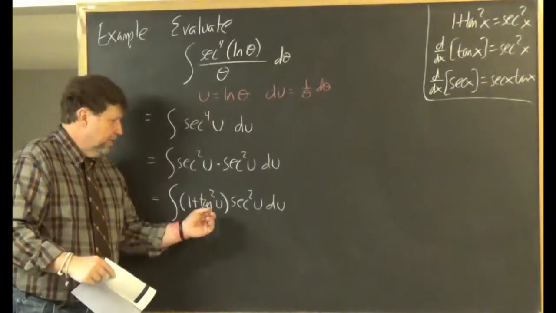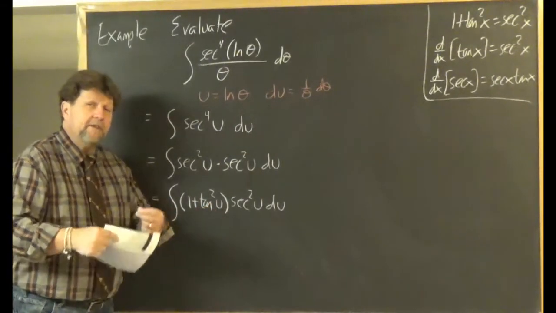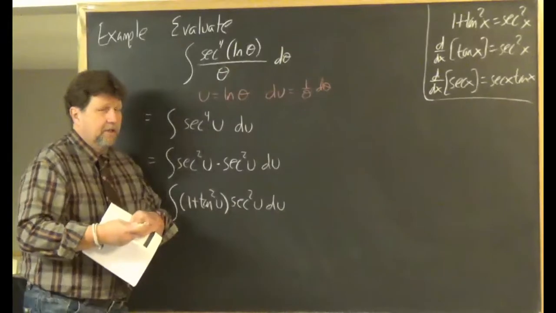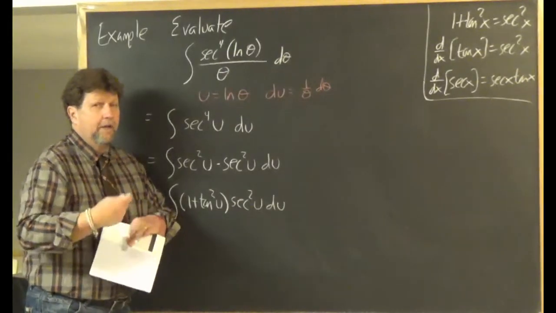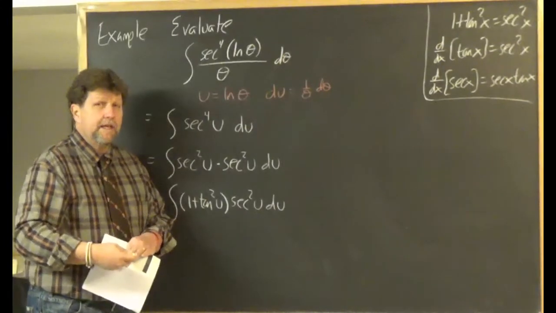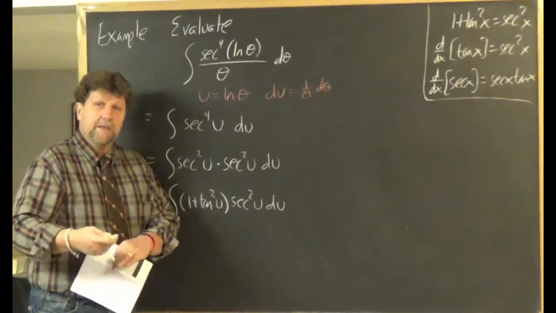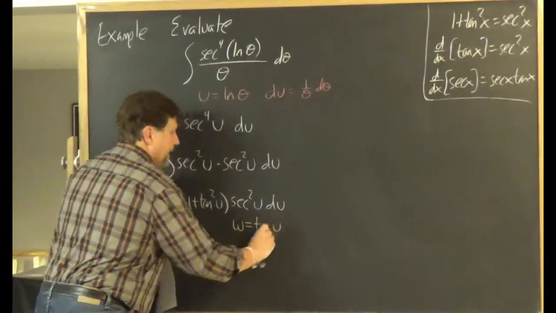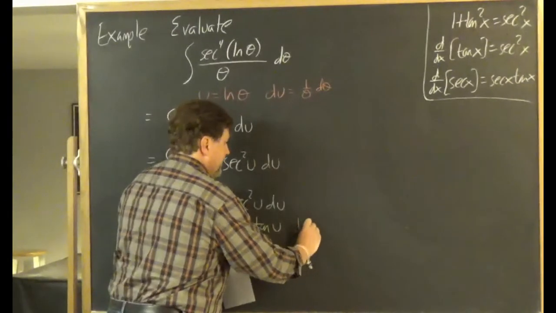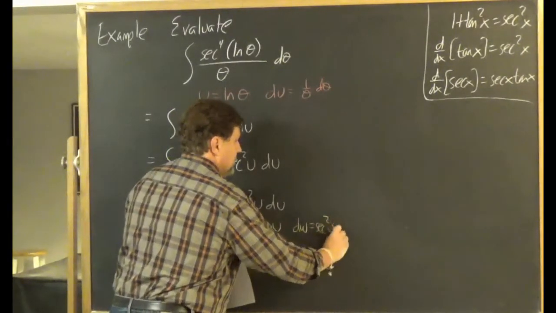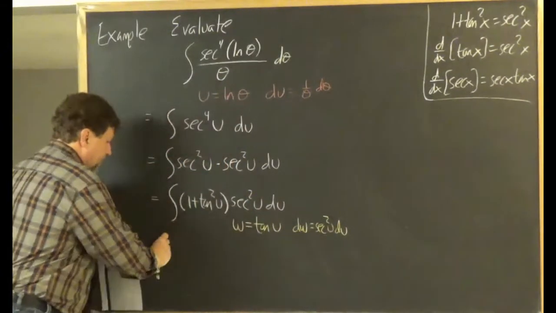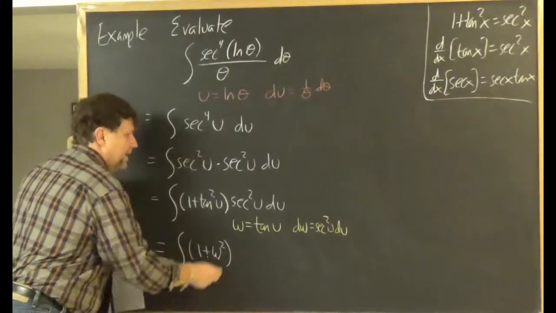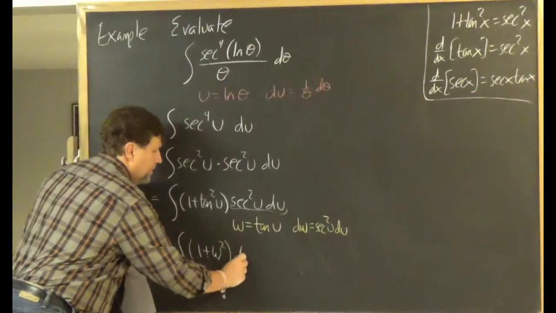If I make a substitution for tangent, I know the derivative of tangent is secant squared. So let me use the yellow chalk because I'm going to make another substitution since I've already used the variable u, and I don't get confused with all the substitution that's taking place. I'm going to use a different variable here, w. If I let w equal the tangent of u, then we know the derivative dw is secant squared u du. So when I substitute in here, I just have a 1 plus w squared, and then there's my dw.